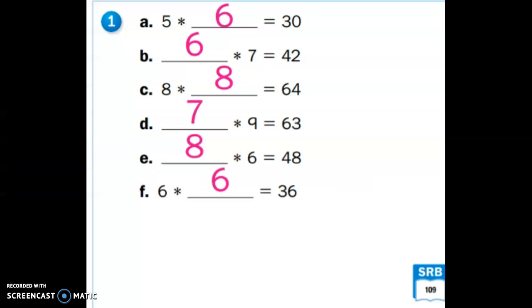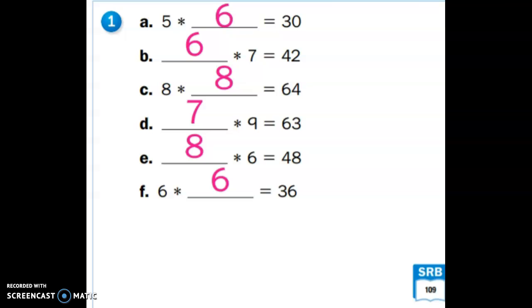Don't forget that at any time you can push pause on this video or voice recording, screencast, that's the word, to catch up. Let's take a look at sentences for number 1. 5 times 6 equals 30. 6 times 7 equals 42. 8 times 8 equals 64. 7 times 9 equals 63. 8 times 6 equals 48. 6 times 6 equals 36.